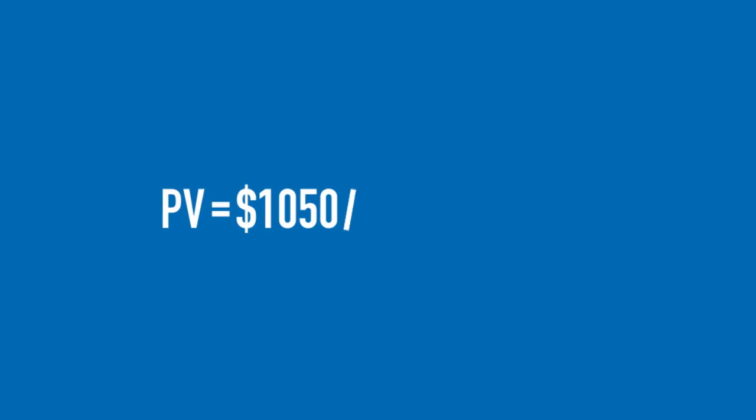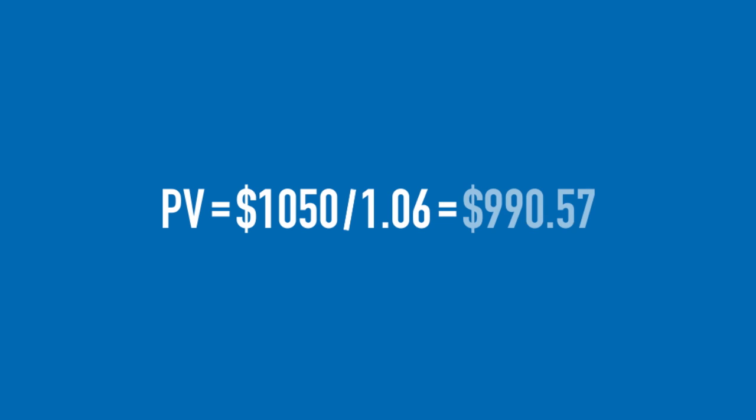$1,009.62. Now, if the interest rate were higher, for example, 6%, what would you pay for the promise? And the answer is $1,050 divided by 1.06, or $990.57. And the reason, of course, is if you invested $990.57 today at 6% interest, a year from today you would have $1,050.